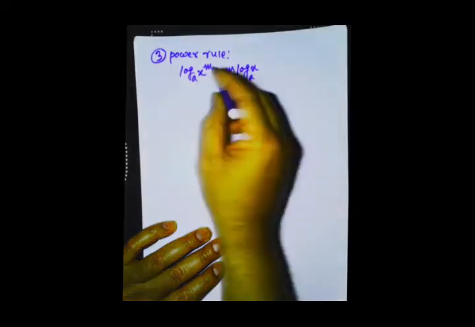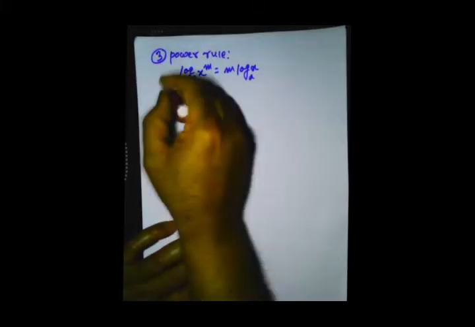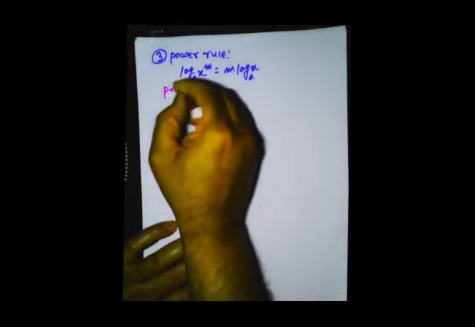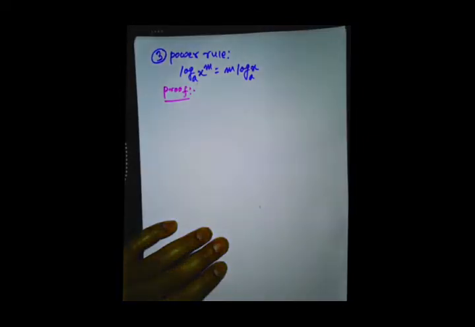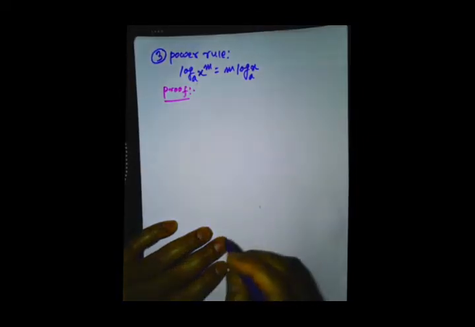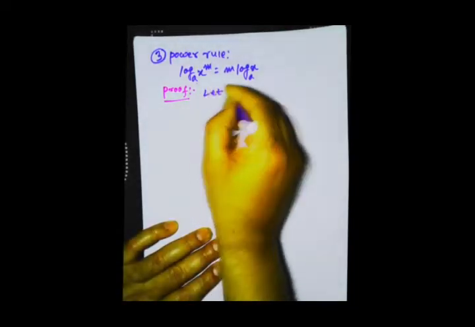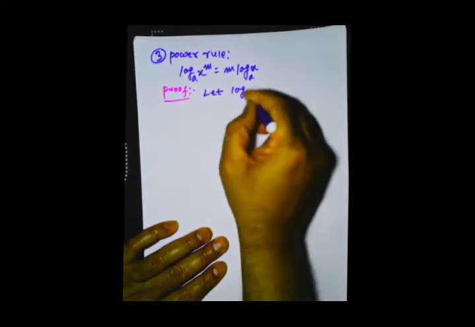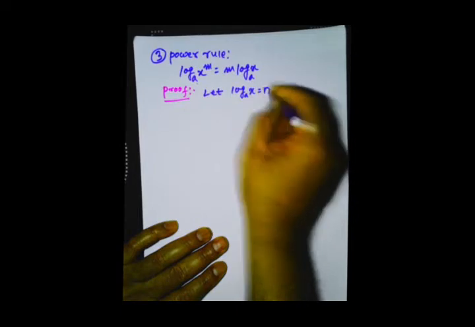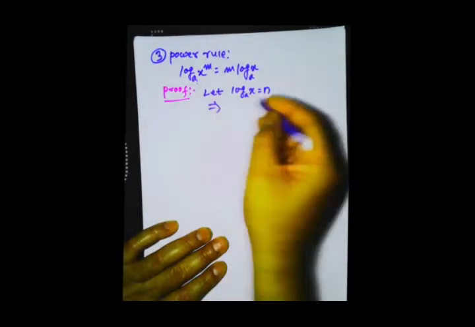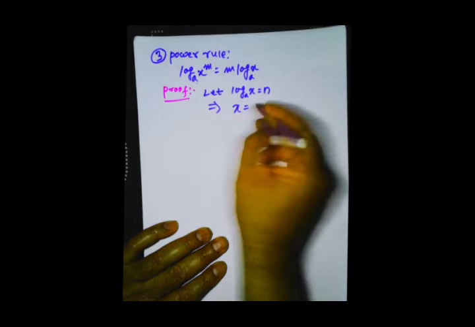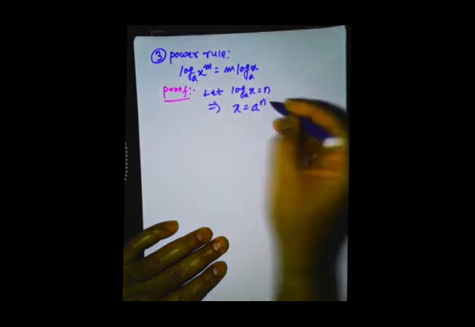So m can also be either constant or variable. In this case it is good to know how to prove it. So the proof for this is like this. If you prove it, you can just take let log base a of x equal to n. If you convert that to the exponential form, it's going to be x equals a to the power n.